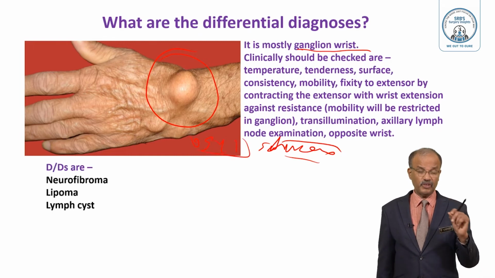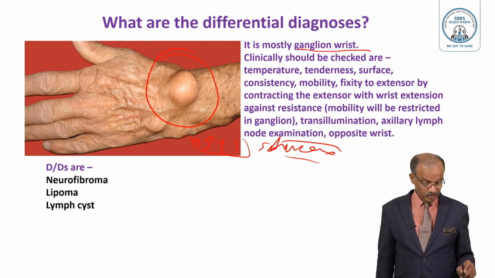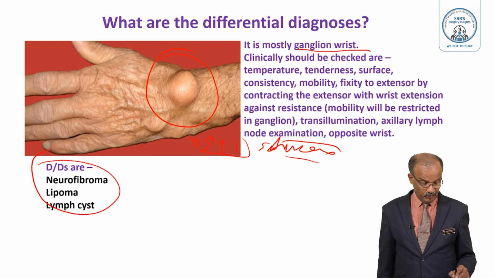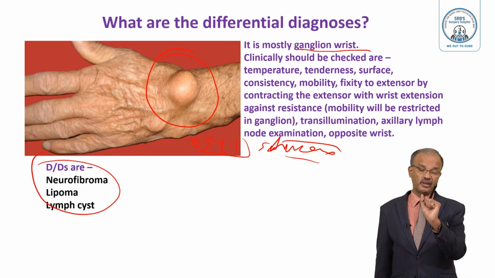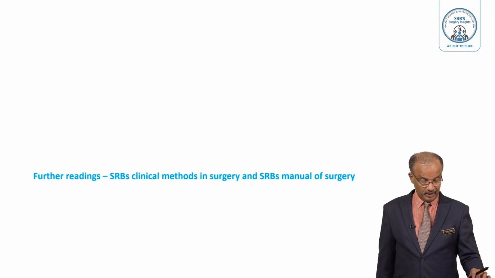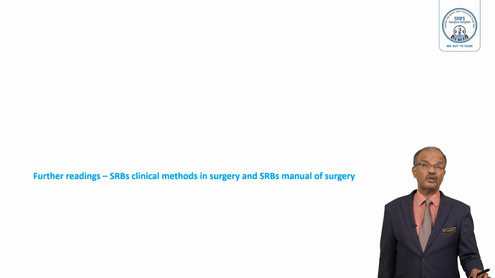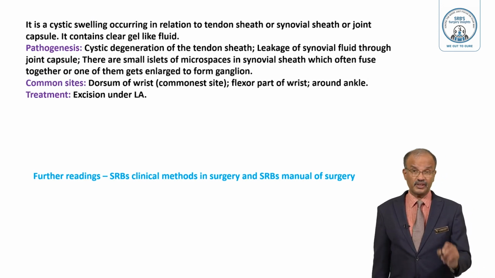So the differential diagnoses are neurofibroma, lipoma, lymphocyst, but very typically it is a ganglion, wrist ganglion. But these are the differentials you have to keep in mind. If it is very translucent and freely mobile, even after wrist extension against resistance, then it is a lymphocyst. So read my Manual of Surgery in detail about ganglion, a common short note and common clinical case. An OSCE will be kept, a viva will be there, MCQs can be asked, and I am not going to detail it. It is there in my book.